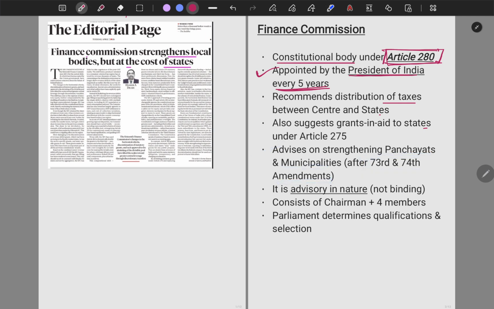The point you should remember is that the recommendations given by this commission are only advisory in nature, and they will not be binding on the government. So these are only advisory in nature. The commission comprises a chairman and 4 members, and it's the Parliament that will determine the qualifications and selection of this chairman and the members of the Finance Commission.